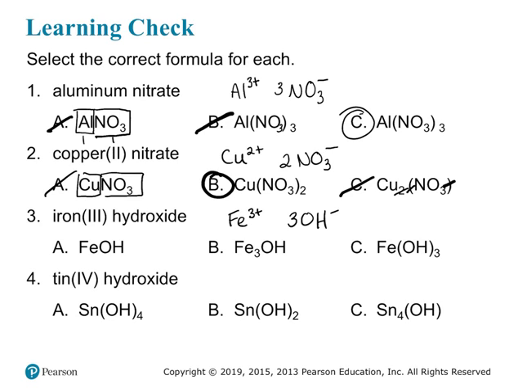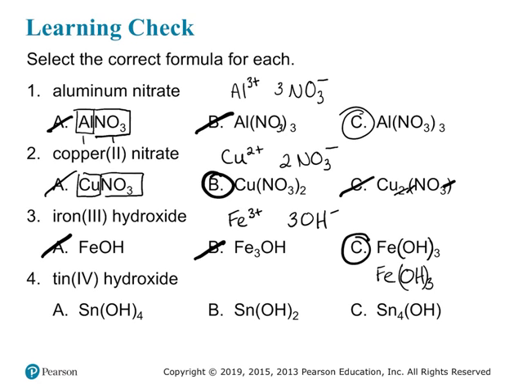So A is not correct because we only have 1 of each ion. B is not correct because we have 3 iron ions and only 1 hydroxide. But C is correct. We have 1 iron ion, and then we have 3 hydroxide ions. And notice hydroxide is in parentheses there. If we had written this as FeOH3, that would tell us that we have 3 hydrogens bonded to oxygen, which is not what's happening here. We actually have 3 OH groups bonded to iron.